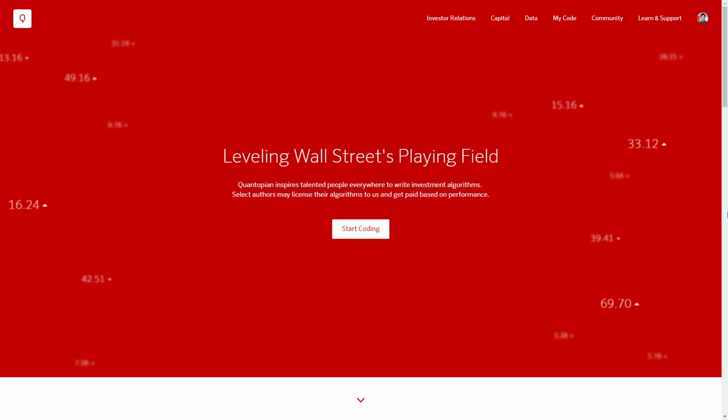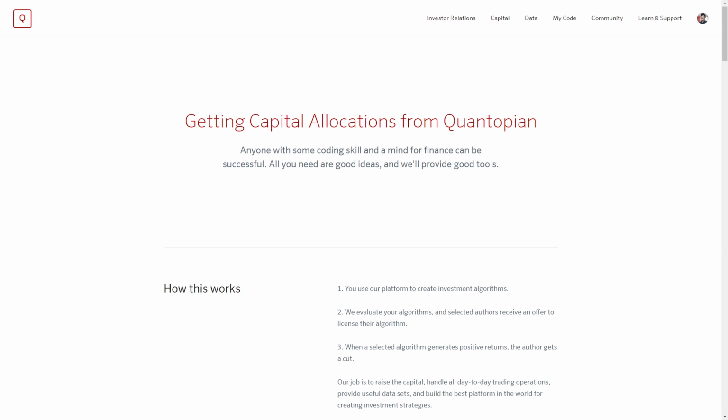Quantopian is a crowdsourced investment firm, and our goal is to democratize quantitative finance and to level Wall Street's playing field by providing a lot of free tools and data of the same caliber that you would run into as a professional on Wall Street. Our business model is to provide capital allocations to the best algorithms that are developed on the platform.